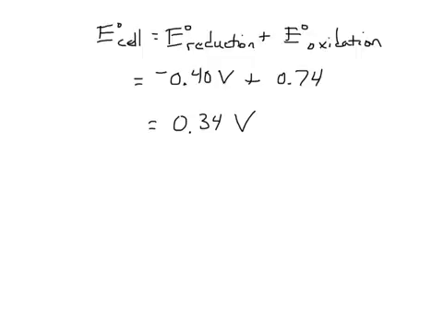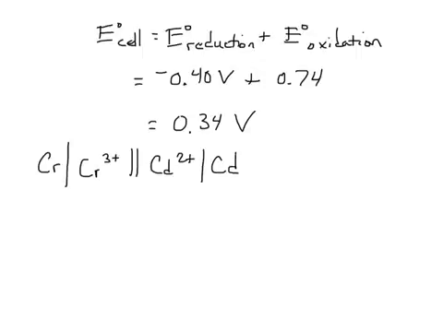We can take this information and write our cell notation. If we wanted to, we can start with our anode, our oxidation, which would be our chromium solid, divided line with the chromium 3 positive aqueous solution. Split that up, double line, with our cadmium 2 positive ions, single line, and our cadmium solid. That would be the cell notation for our electrochemical cell. We could then take that information and draw our electrochemical cell.